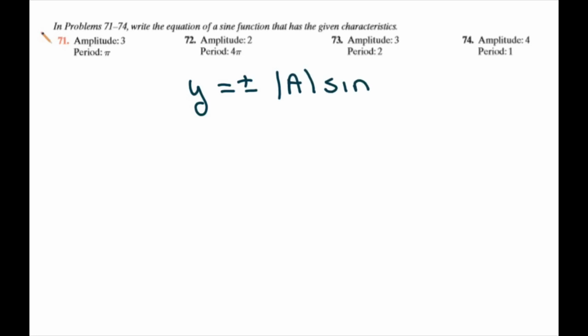Sine of some omega x. Let that be a curly W, omega. So basically, we just plug everything in. They give you the period, and that's where we're going to get our omega.